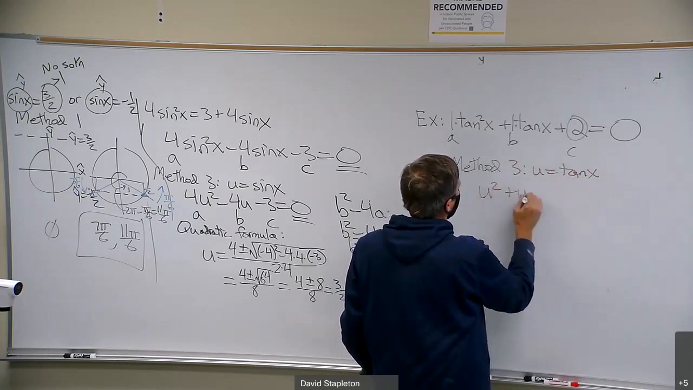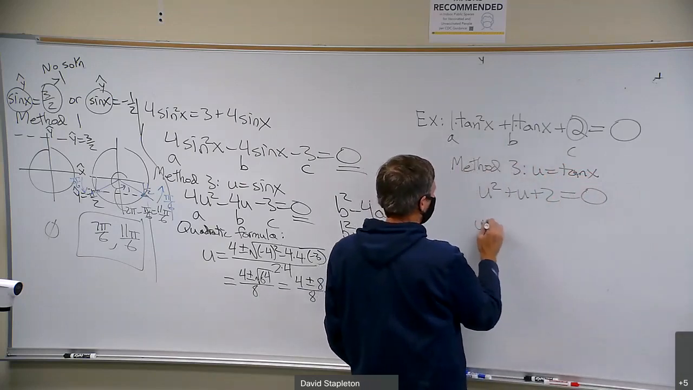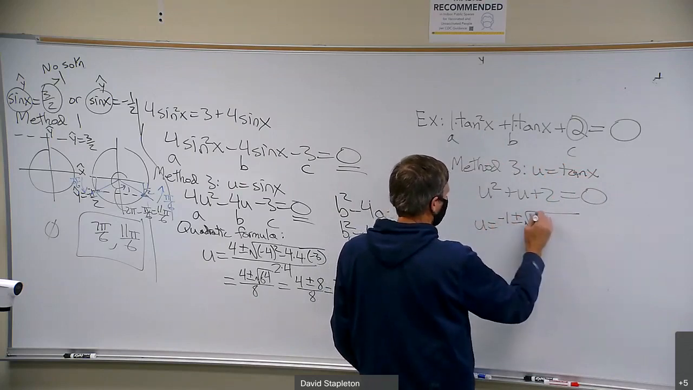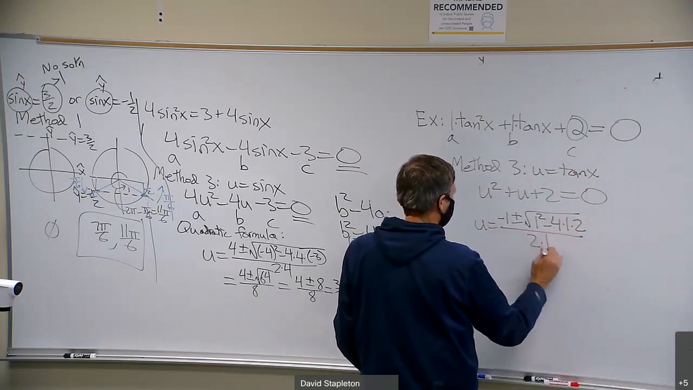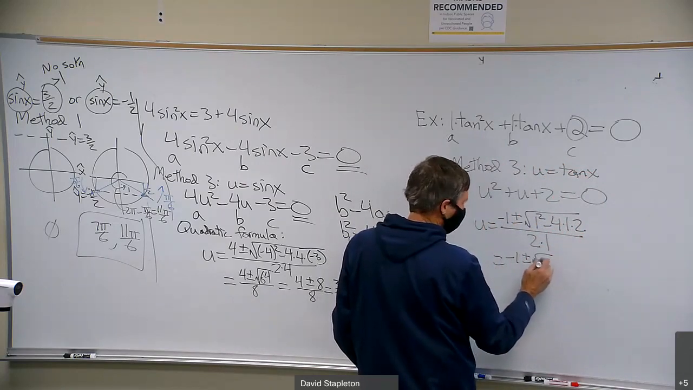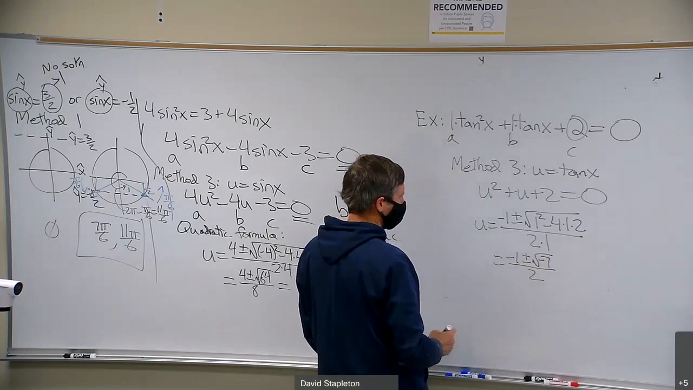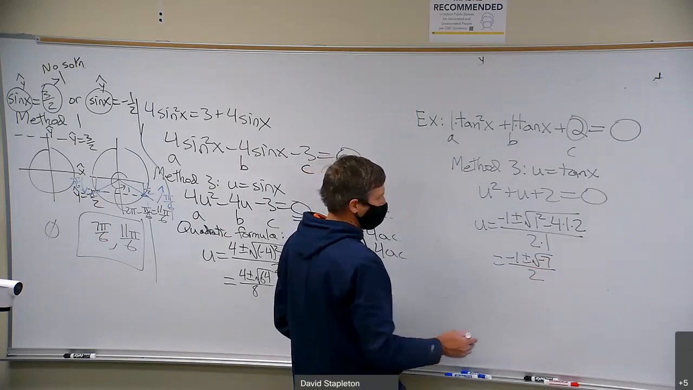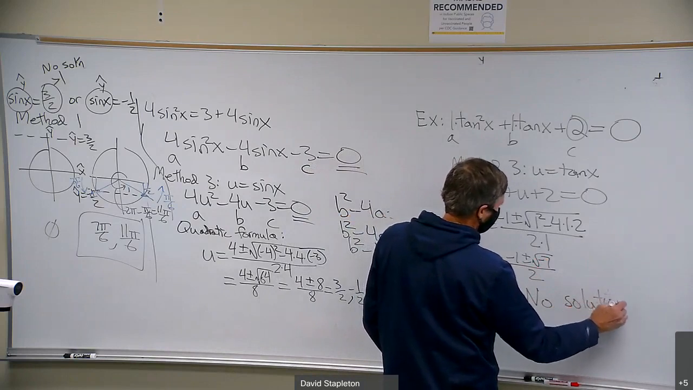U squared plus u plus 2 equals 0. Solving for u by the quadratic formula, which always works, is minus b plus or minus square root of b squared minus 4 times a times c, all over 2a. Minus 1 plus or minus square root of minus 7, all over 2. Well, square root of minus 7, what's that? Yeah, there are no solutions. So if you get a square root of a negative doing that, done.